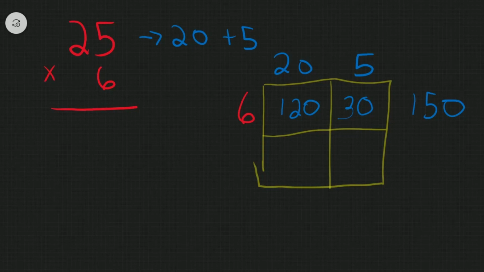All right, so for 25 times 6, we start with the ones column. 6 times 5 is 30. Put the 0 there. Carry over the 3.